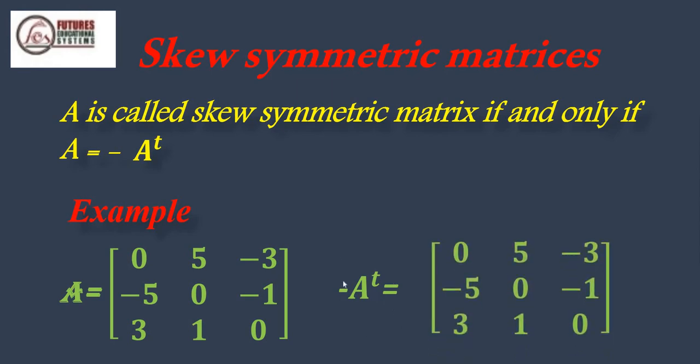A equals negative A transpose. If we transpose this matrix, convert the first row to the first column, the second row to the second column, and the third row to the third column, what do we get? 5 and negative 5, negative 3 and positive 3, negative 1 and positive 1. Therefore, it is the same matrix, called a skew symmetric matrix.